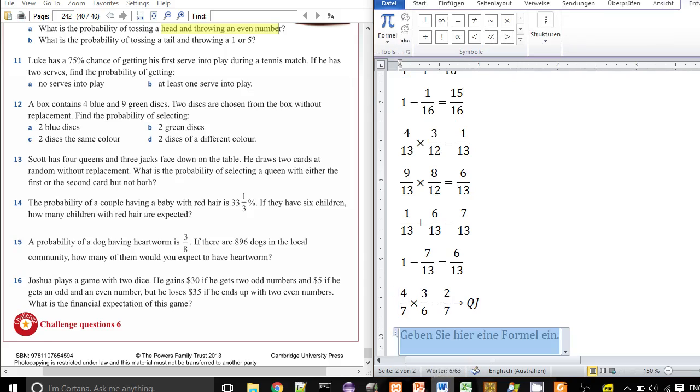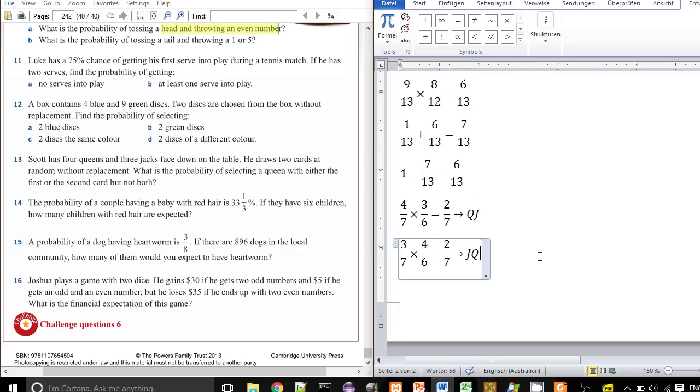Or, let's assume he gets a jack then a queen. So that'd be... what am I doing? I can't see the question. Okay, 3 out of 7, just the opposite. And then times, there's 4 queens out of 6. But I'm pretty sure that's exactly the same. That's the chance of you getting a jack then a queen.